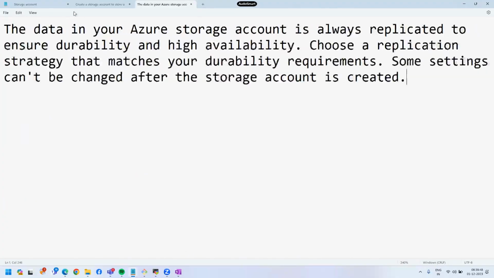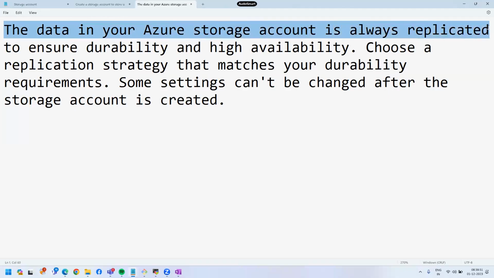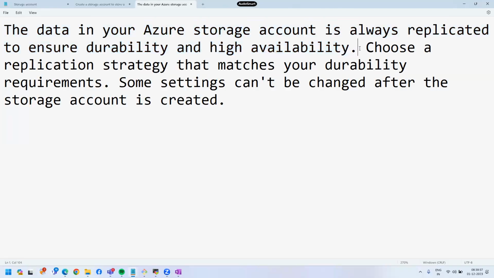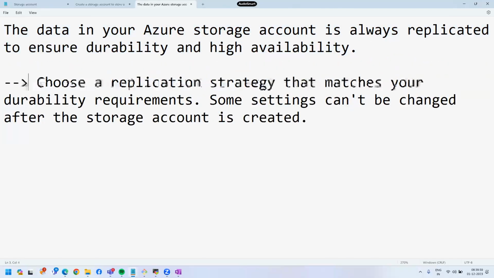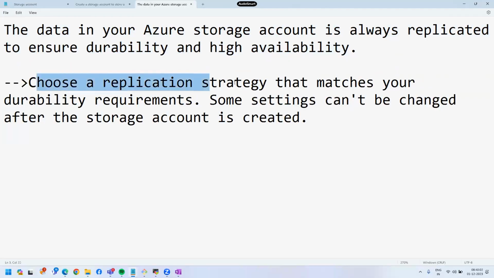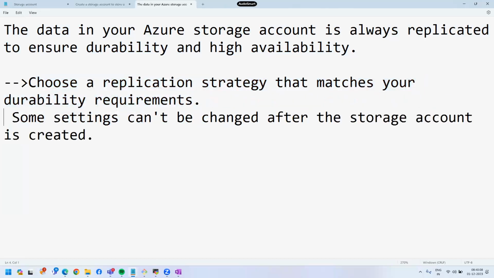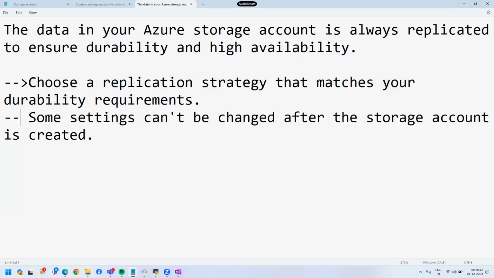Now see, the data in your storage account is always replicated to ensure data durability and high availability. Clear? Choose the replication strategy that matches your durability requirement. Some settings cannot be changed after the storage account is created. For example, you have created a storage account with GRS, and now you want LRS, which is not possible.